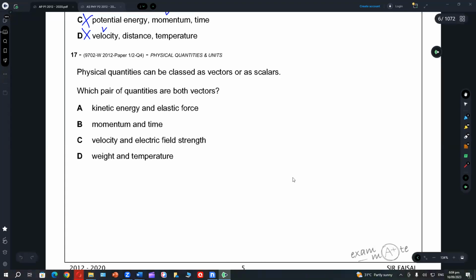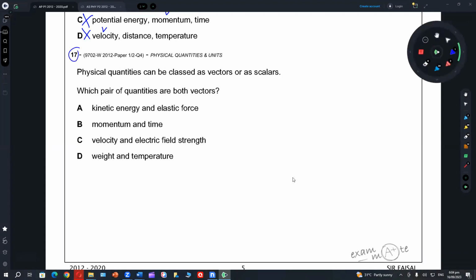You can answer me on the Zoom chat. Physical quantities can be classed as vector and scalar. Vectors are those quantities which are always with direction by nature, and scalars are those quantities which are by nature without direction.